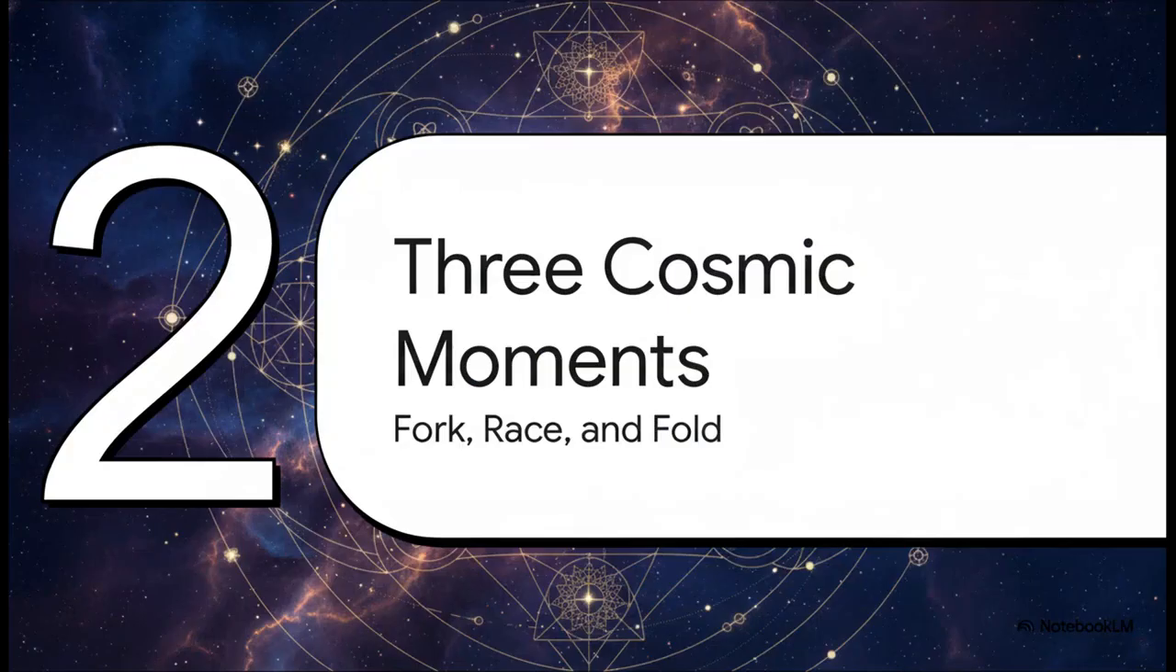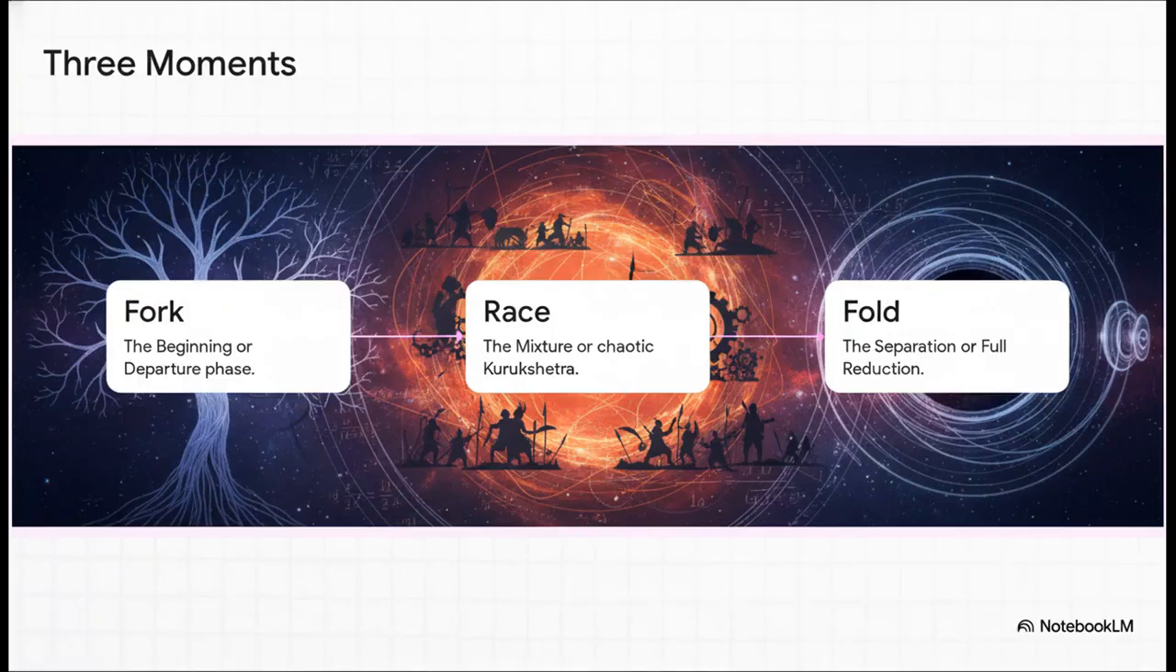Section 2. The 3 cosmic moments. It turns out every universe undergoes 3 distinct moments, and the alignment across our sources here is just staggering. In formal mathematics, information processing goes through a fork, a race, and a fold. Now look at the ancient Manichaean texts. They document this exact same triad as the time of the beginning, the time of the mixture, and the time of the separation.